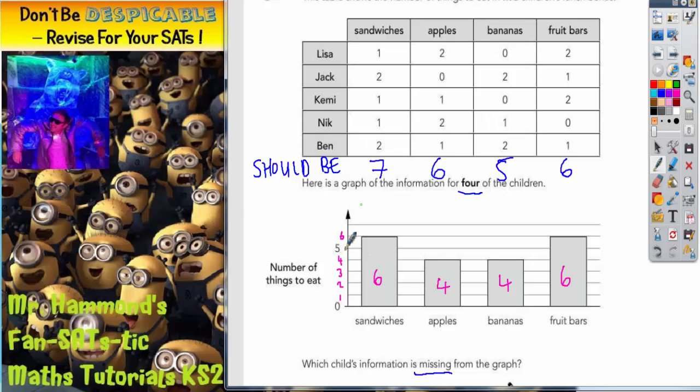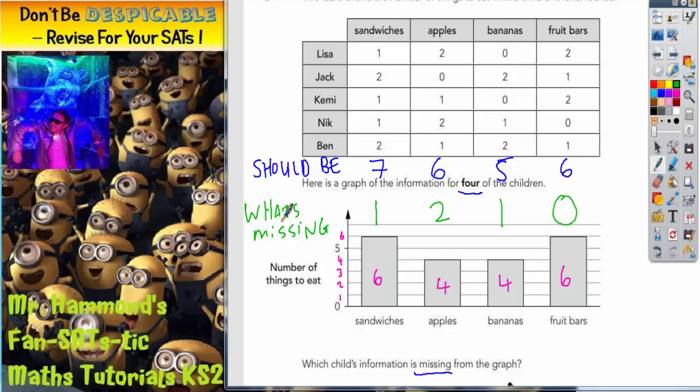Now what we can do now is work out what's missing. So we'll just write what's missing. Now this bar goes up to 6, but it should be 7. So that means 1 is missing. This bar goes up to 4, but it should be 6. So that means 2 is missing. This bar is 4, but it needs to go up to 5, so 1 is missing. And this bar is 6, and it needs to go up to 6. So that bar's okay. That means none is missing.